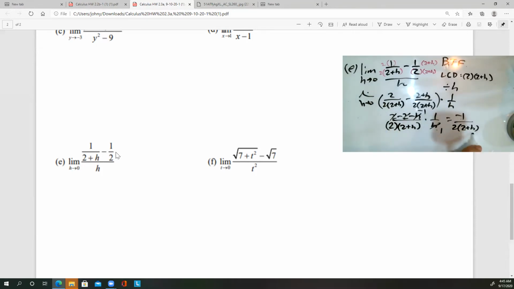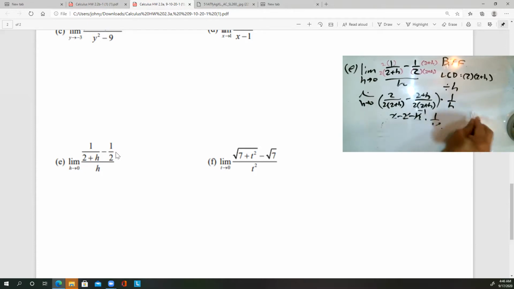Now you plug in 0. Because now 2 times 2 plus 0, what's 2 plus 0? It's 2 times 2, which is 4. It's going to be negative 1/4. That's your final answer. Like I said, there is an easier way to do this. You can bust that fraction, but we'll talk about this a little bit later. Okay, so that's the algebra on part E.